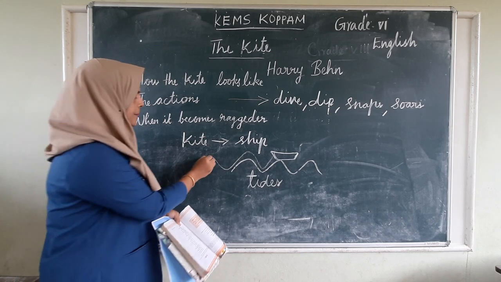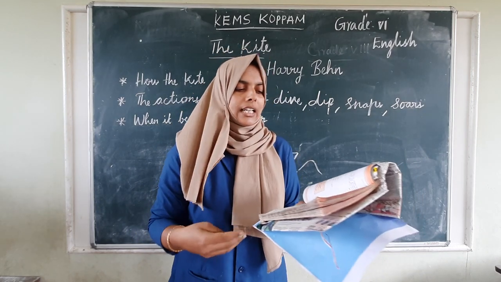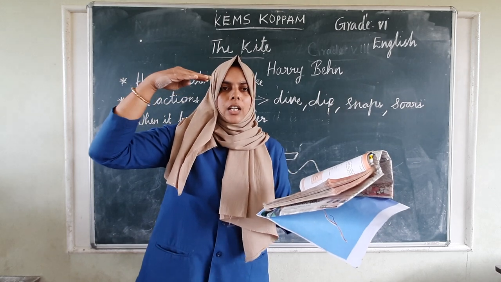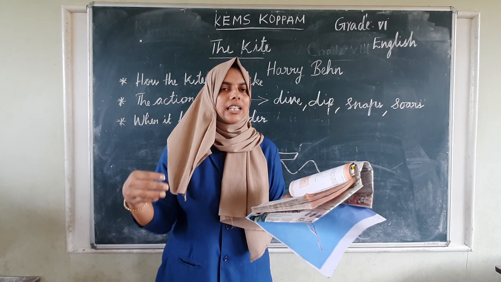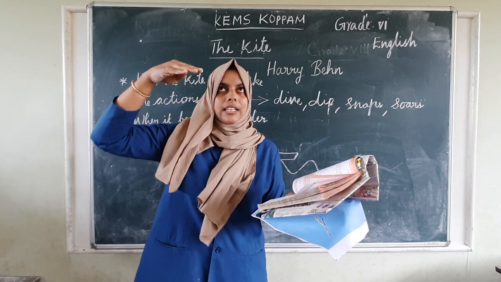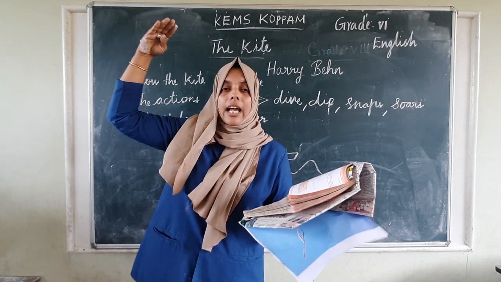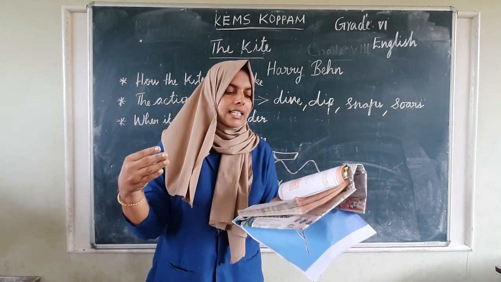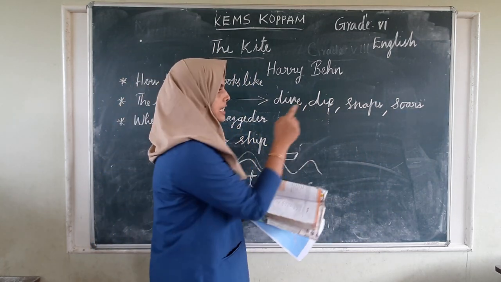In that way, our kite is also moving according to the blowing of the wind. Who wants to move the kite? It's also moving in the air. It is moving up, flying. It is flying high up in the sky according to the movement of the wind. So as the wind blows, it rides. So here it soars like a ship.